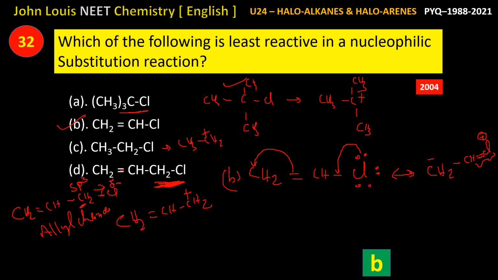Therefore it can easily form primary carbocation. But whereas in vinyl chloride, due to resonance, this is more stable. Therefore the carbon chlorine bond becomes much stronger, and therefore it is not easy to break. That is why vinyl chloride will not undergo nucleophilic substitution reaction so easily. Therefore option B is the correct one. Hope you understood it clearly.